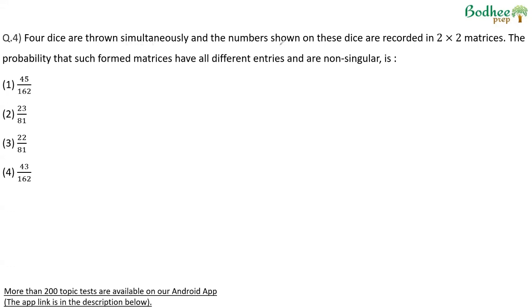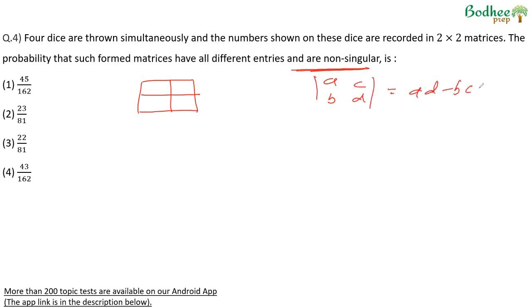4 dice are thrown simultaneously. Numbers shown on these dice are recorded in a 2 by 2 matrix. The probability that such formed matrices have all different entries and are non-singular. Non-singular matrices are those which have non-zero determinant. That is, if I say ABCD, if AD minus BC is not 0, this will be called a non-singular matrix.